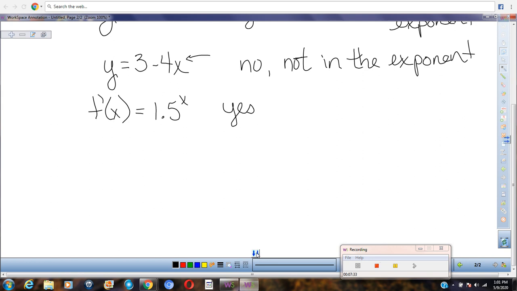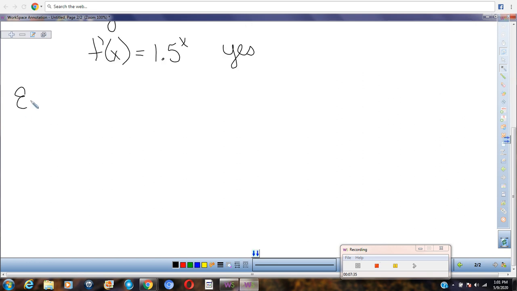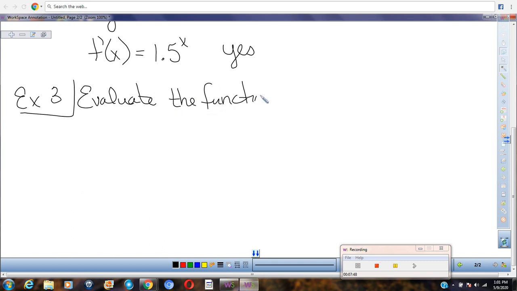Let's try something a little bit different. Example number 3: I'm going to ask you to evaluate the function for the given value.